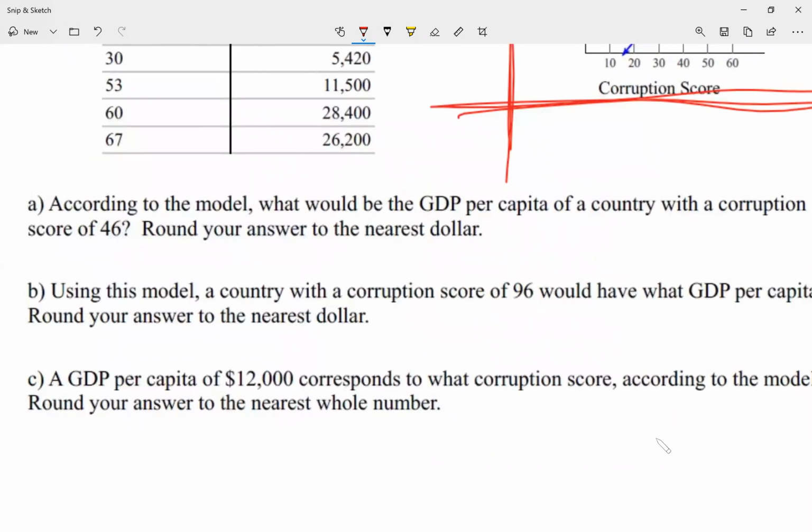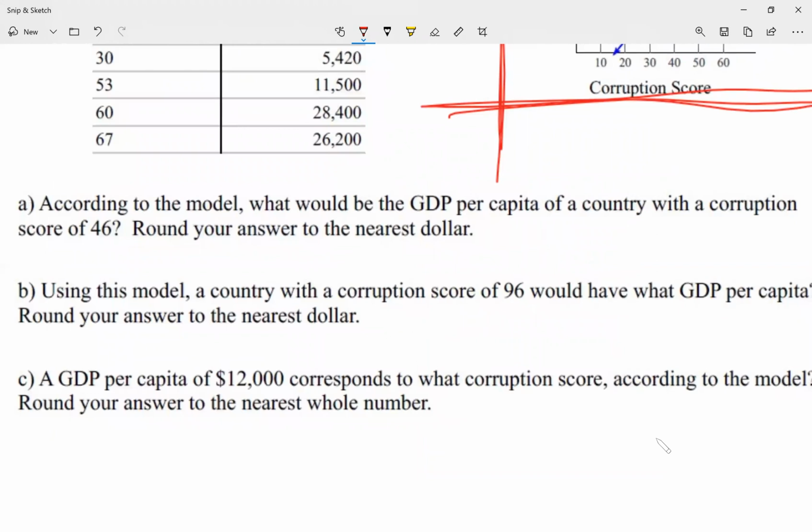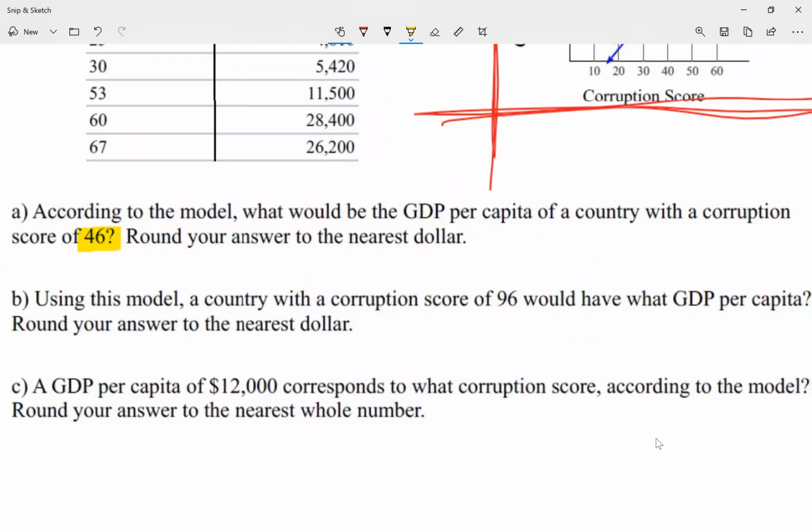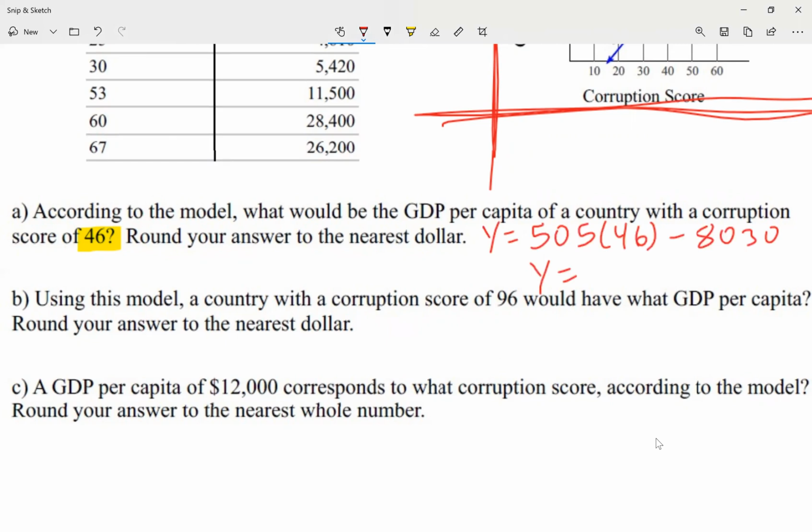According to the model, what will be the GDP per capita of a country with a corruption score of 46? All right, this number, 46. That's either X or Y. It's the corruption score. So that's the X value. Using the function that we had, Y equals 505 times 46. Notice that I use 46 for X minus 8,030. 505 times 46 is 23,230 minus 8,030. It gives me that Y equals 15,200. It says round your answer to the nearest dollar. I don't have decimals. So there's my answer, 15,200. I'm going to ask you to just type the number on the homework.